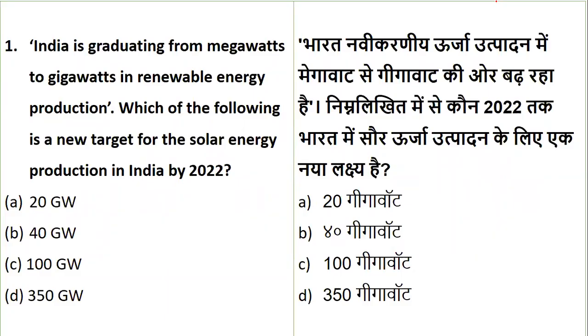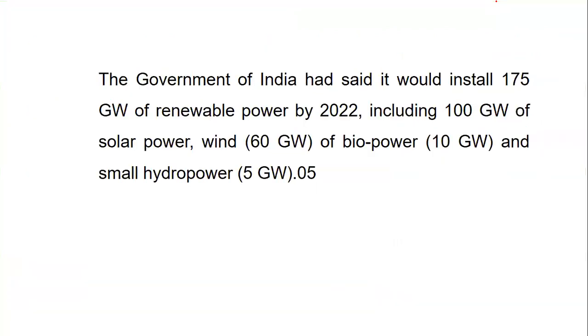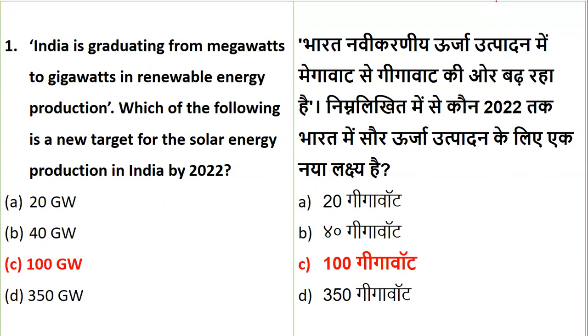India is graduating from megawatts to gigawatts, which is the new renewable production. Which of the following is a target for solar energy production in India by 2022? The options are 20, 40, 100 or 350. From the given options, the right option is option number 3, that is 100 gigawatts.